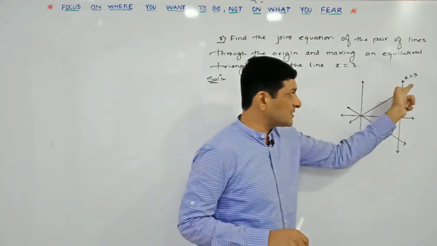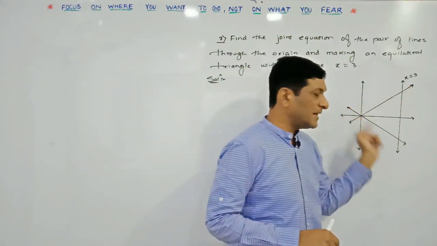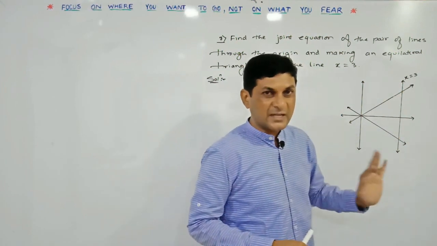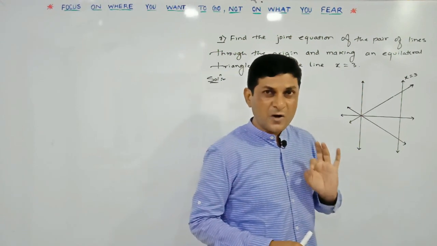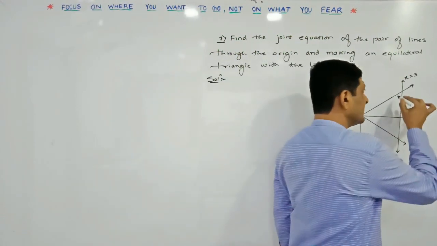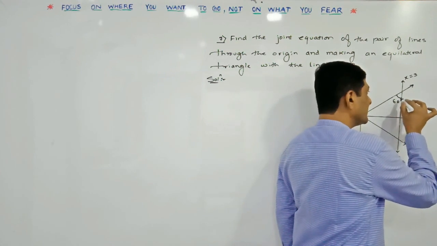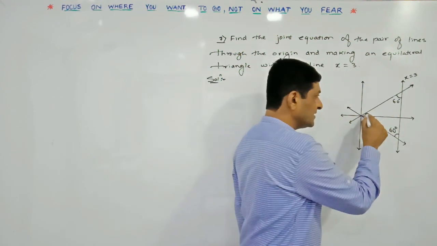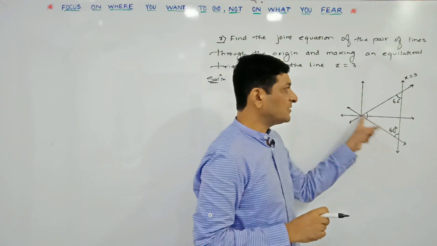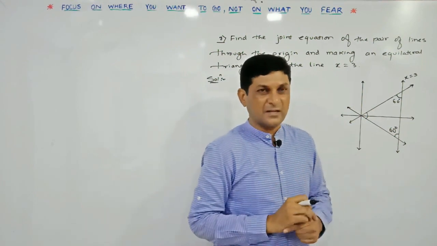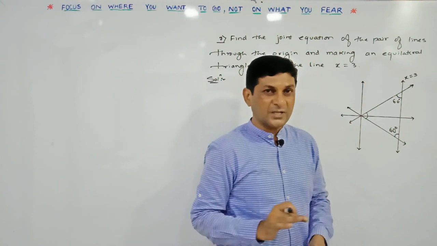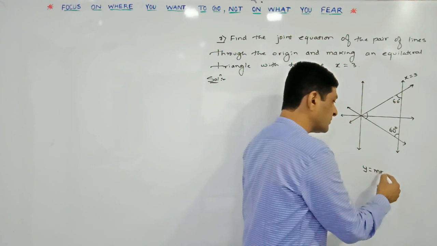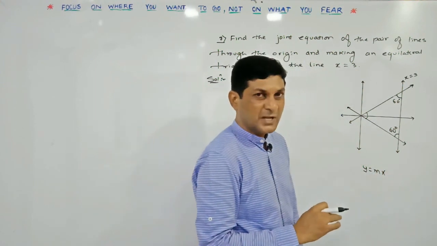So let this be the first line which passes through the origin, and this be the second line which passes through the origin and forms an equilateral triangle with this line. Since this forms an equilateral triangle, this angle will be 60 degrees. This angle is also 60 degrees because the triangle is equilateral, and this whole angle is also 60 degrees. These are the three angles of this equilateral triangle, and both lines pass through the origin. We know that if a line passes through the origin, its equation is in the form y is equal to mx. To apply this formula we will require m.